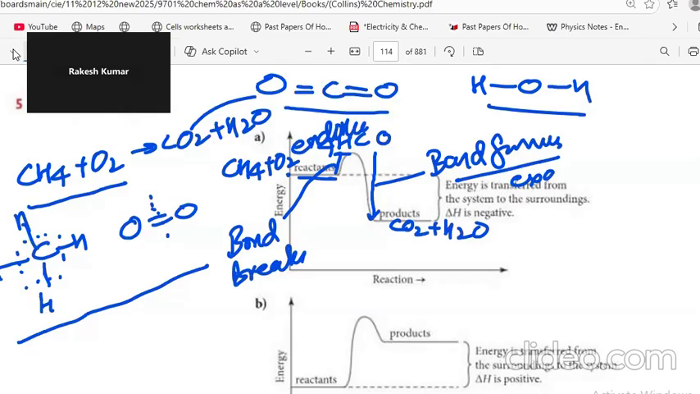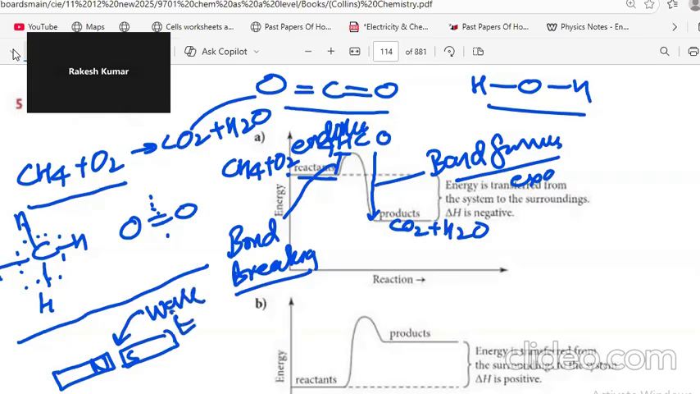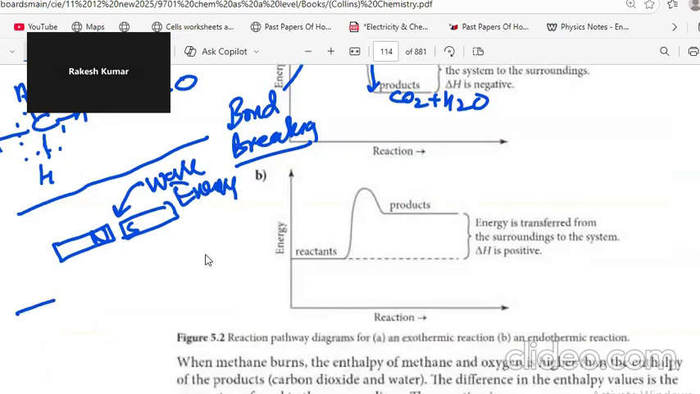Now, why does bond breaking require energy? You have to understand that. You see, it's like this. If you've got two magnets together in physics, the north and south pole close together, you have to do work on them to separate them. When you do work, you are basically applying energy. You're giving it energy. You have to spend energy to do work, and then you separate the north and the south pole.